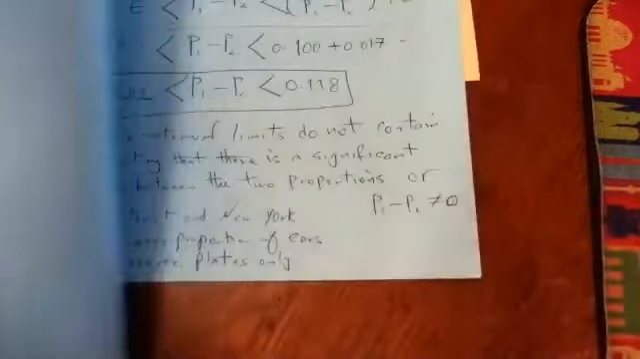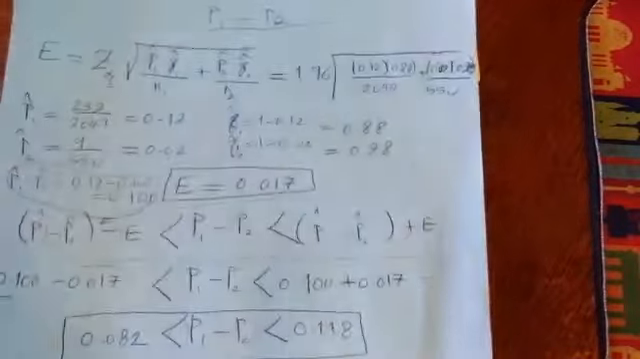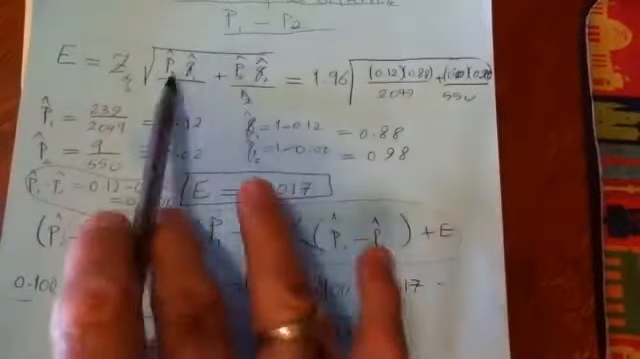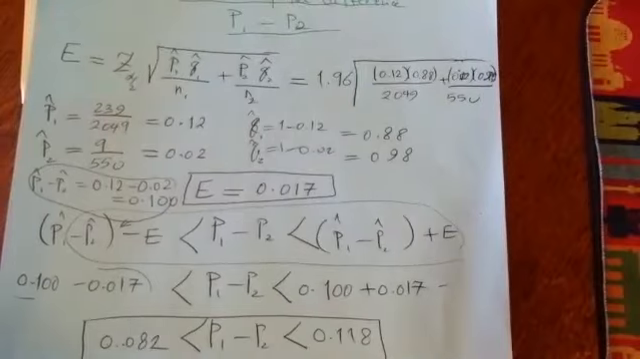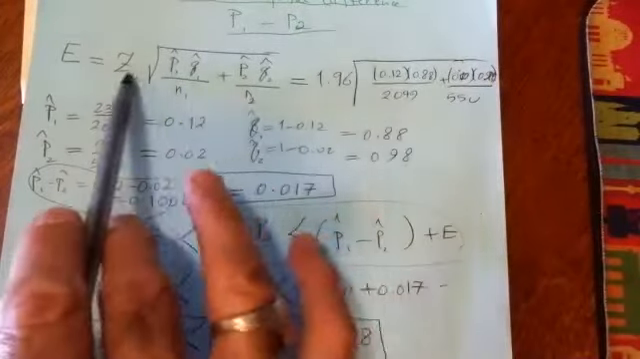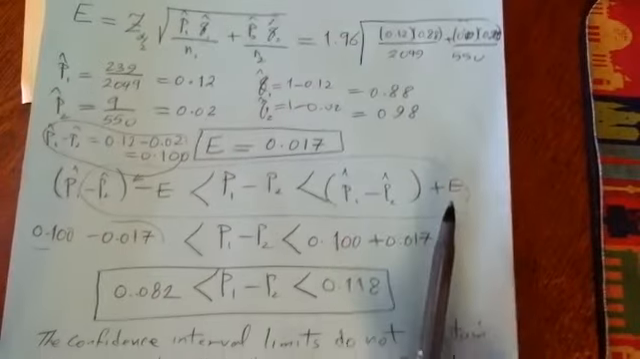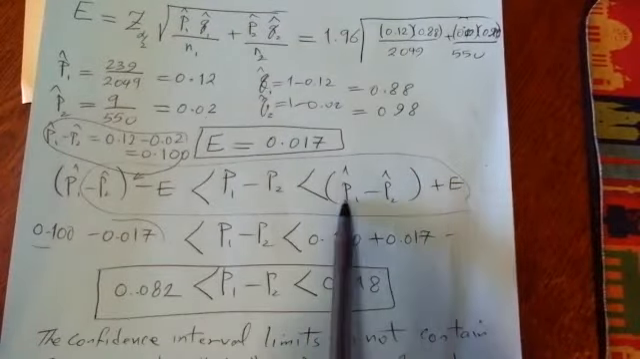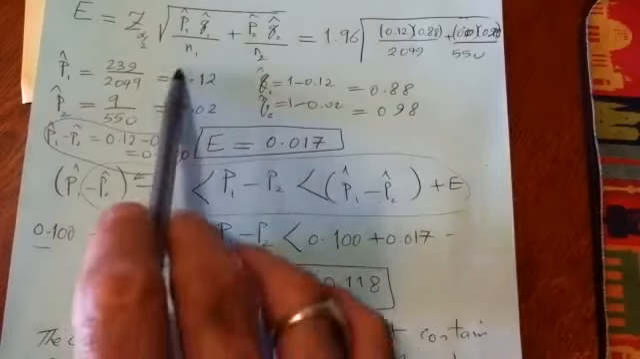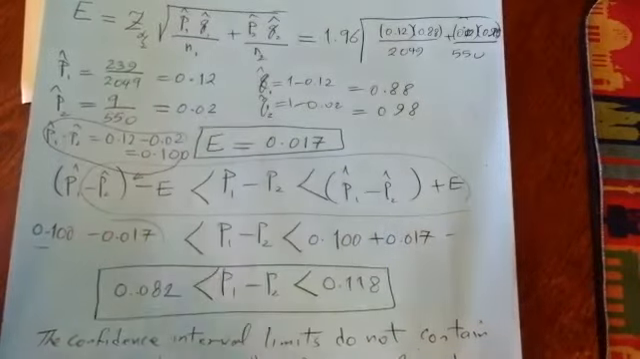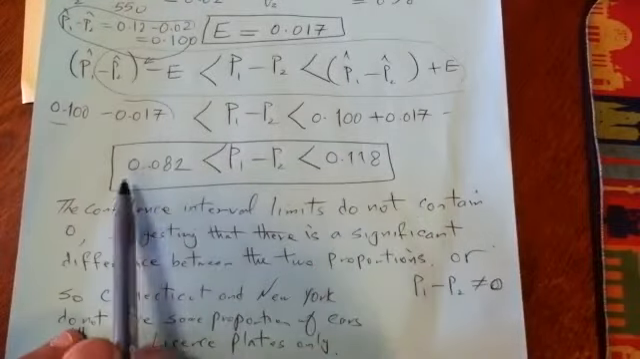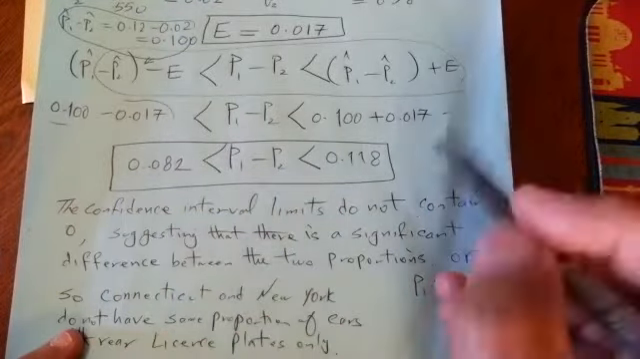And then we also have a confidence interval. The formula for the confidence interval is this. You have all these values. You input all these values here to find your margin of error. Then you take the margin of error and you have P1 minus P2. We already have these two numbers here. That gives you the confidence interval, which is from 0.082 to 0.118.